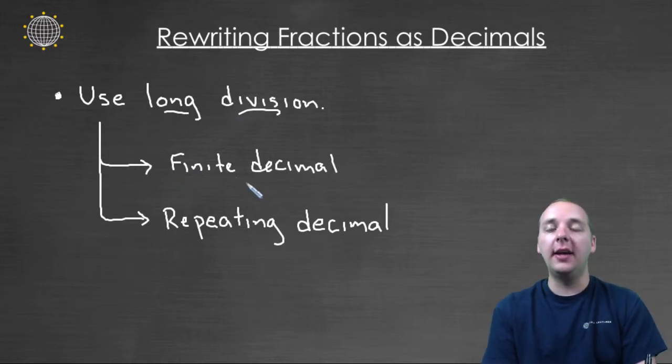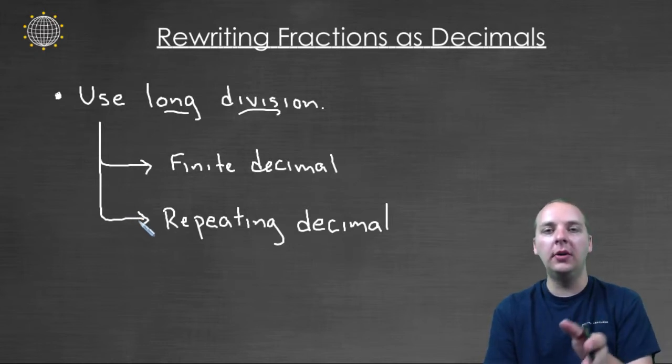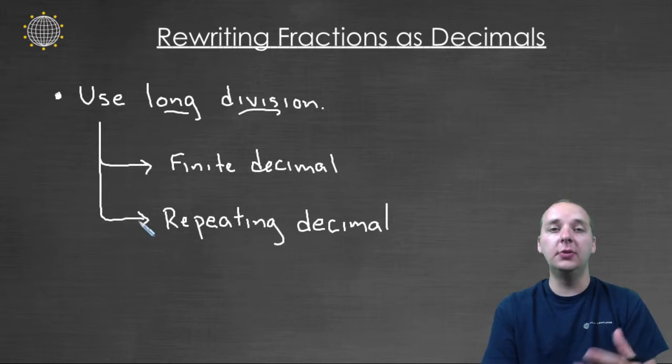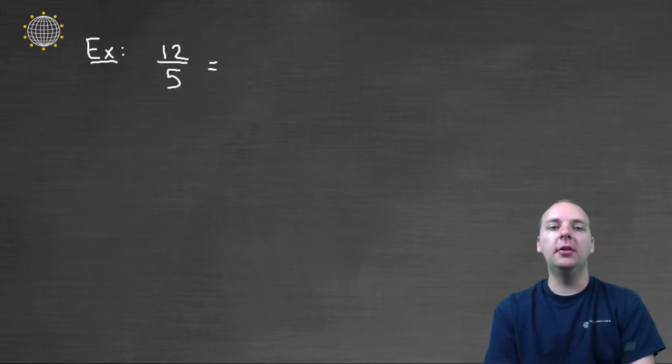You're either going to get a finite decimal and you stop right there and you end, or you might find yourself in this forever repeating pattern where the decimal just continues to go on and go on and go on, and it seems like the long division will never end. Well, that's what we call a repeating decimal. We'll show you how to handle both of these situations. All right, so let's take a look at our first example.